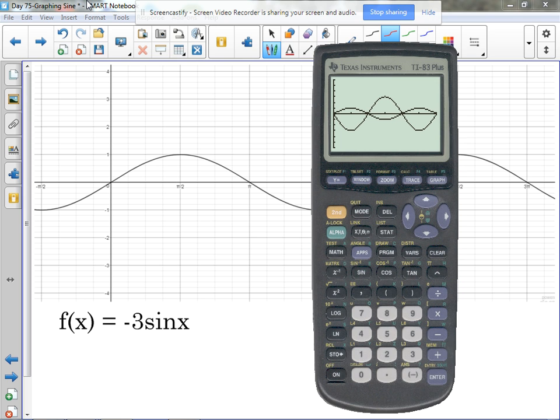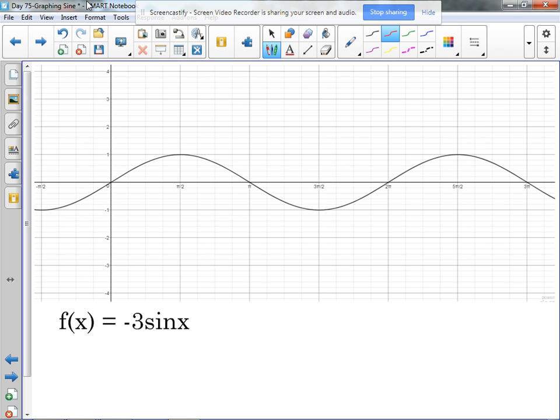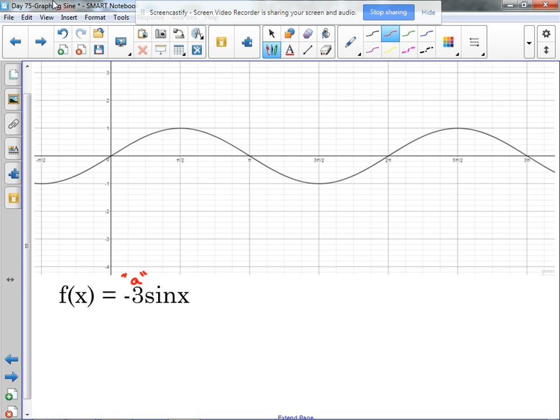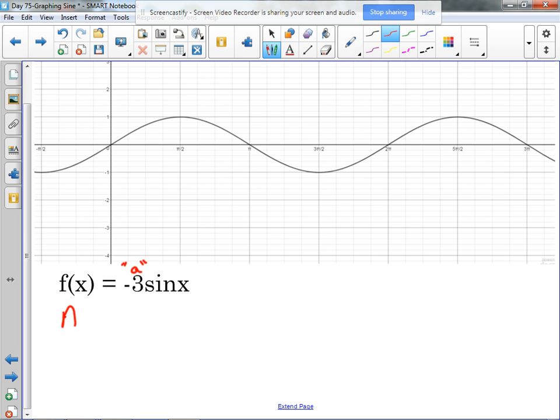What do you see? It's going the opposite way. It's flipped over. What else? It has a bigger amplitude. Okay, it's stretched out. It's a little harder to see because it's flipped over, but yes, it is taller. It has more of an amplitude. So that's what happens right here. This number in front of the sine function is the coefficient that we call A, and it always affects the amplitude. That's handy because the letters match. So the amplitude is now 3.